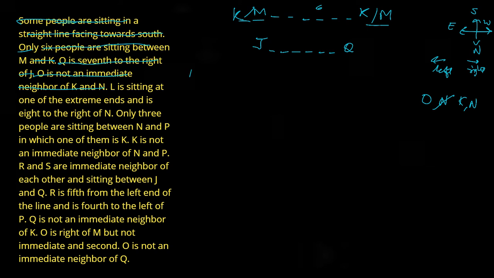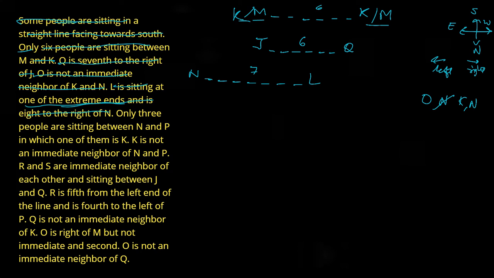Since N is sitting here and L is sitting to the right of N, L is on the rightmost end. Okay, because we have already been told it is at one of the extreme ends. It cannot be at left since N is further to the left. And L is also 8 right of N. So here there are 7 people between them. Okay, so 7 here, 6 here. So these are the pieces of information we have now. Let's take the next information.